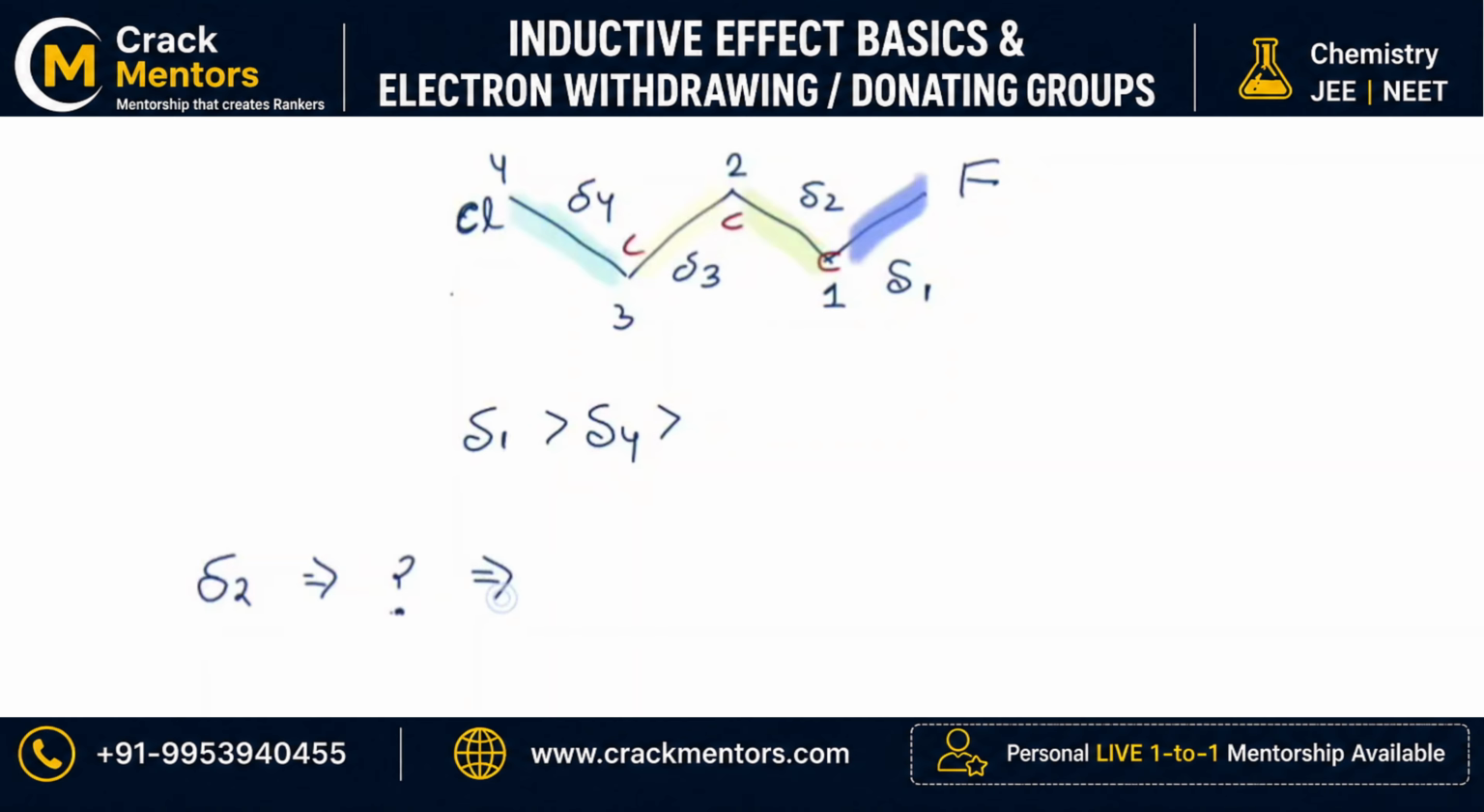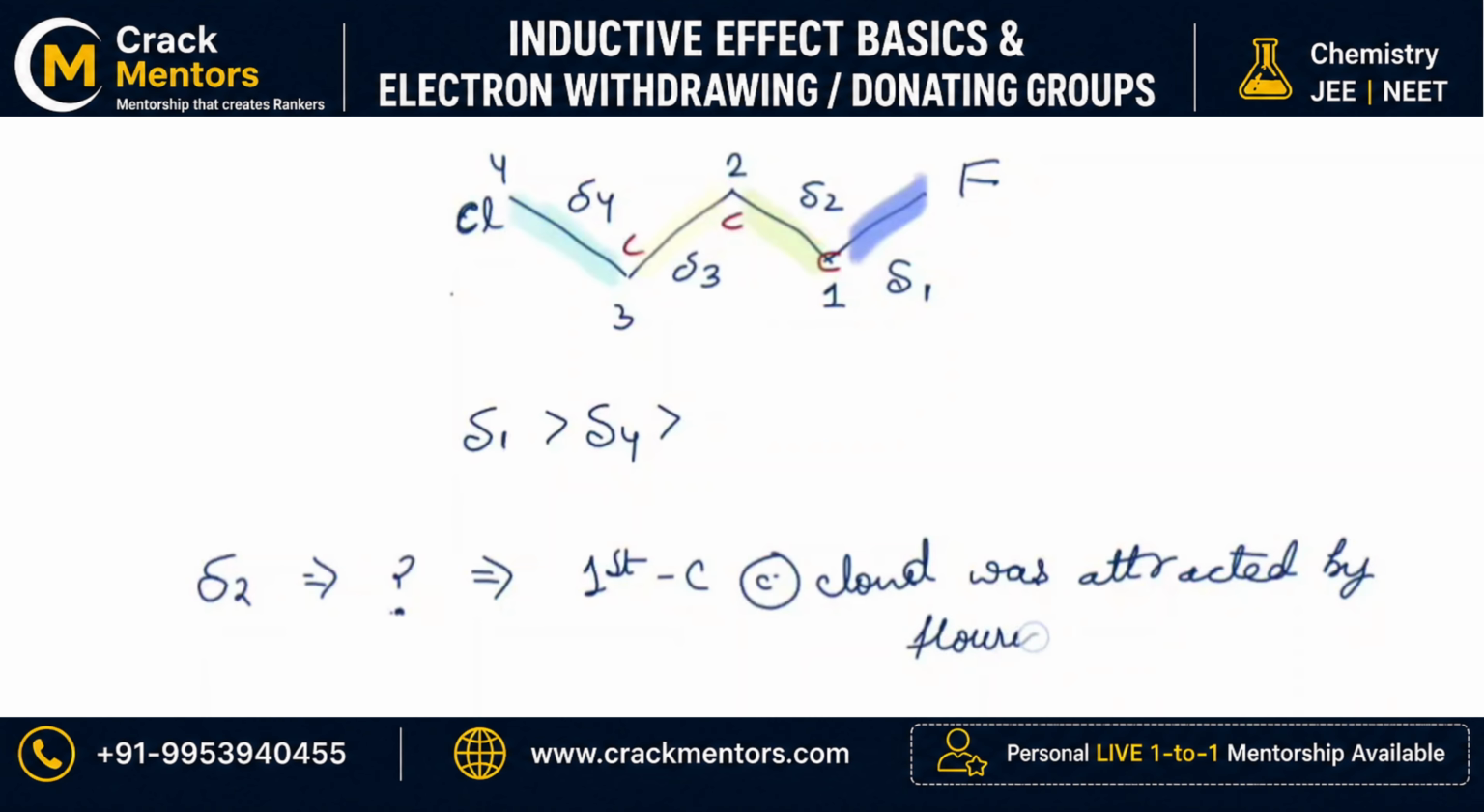It came into the picture because the first carbon electronic cloud was attracted by fluorine. Right? And why did delta 3 come? Delta 3 came due to two reasons, but the major reason is this. Delta 3 came due to the third carbon electron cloud being attracted by chlorine.